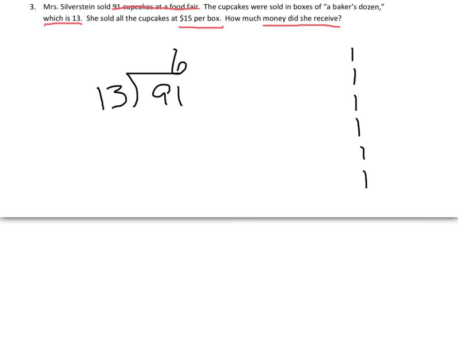6 times 3 is 18, carry the 1. 6 times 1 is 6, plus 1 is 7, and now we'll subtract. You cannot take 8 away from 1, so we need to regroup. The 9 becomes an 8. This becomes an 11. 11 minus 8 is 3. 8 minus 7 is 1.